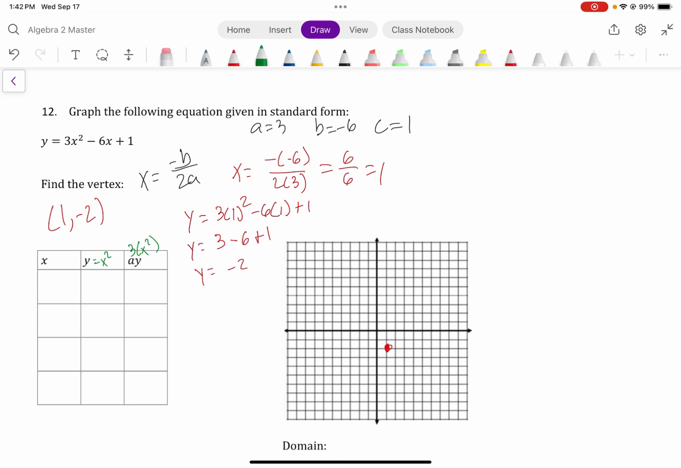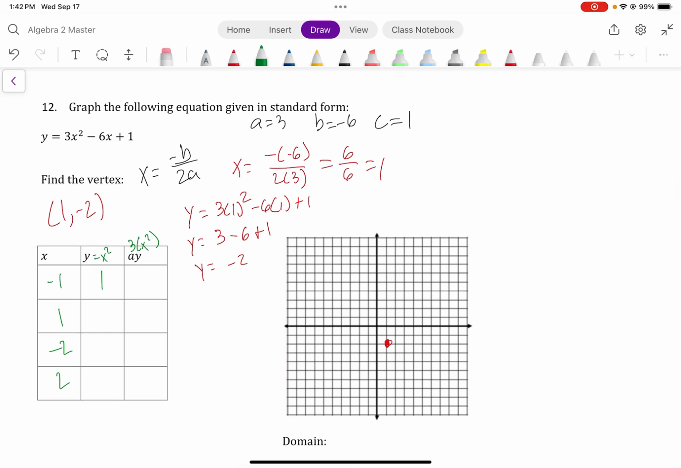So what I'm going to do is pick very, very specific values of x. I'm going to pick negative 1 and 1, negative 2 and 2. When I plug in negative 1 and square it, I get positive 1. When I plug in 1 and square it, I get positive 1. I picked those two numbers specifically because they give me the same y value. And now I'm going to take that y value times the 3 that our a is. That's going to give me a 3 for both of them.